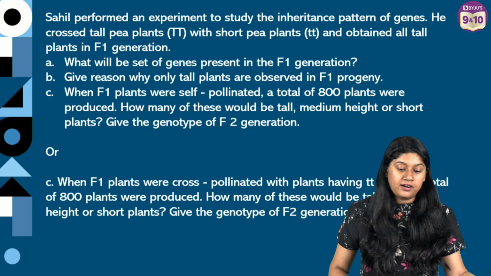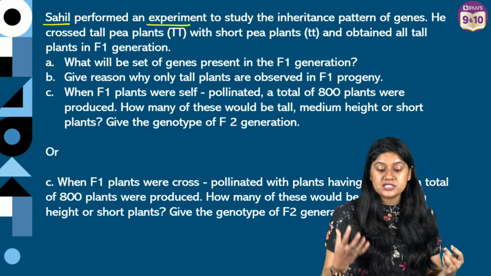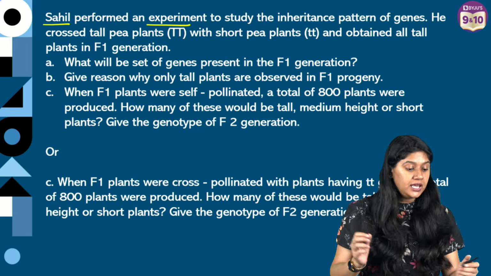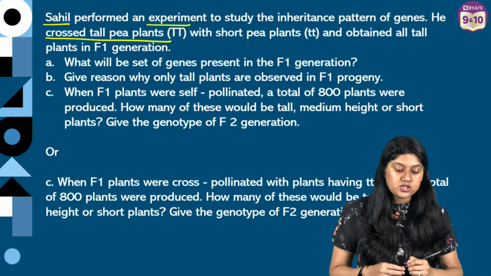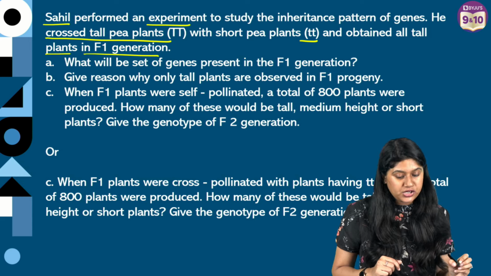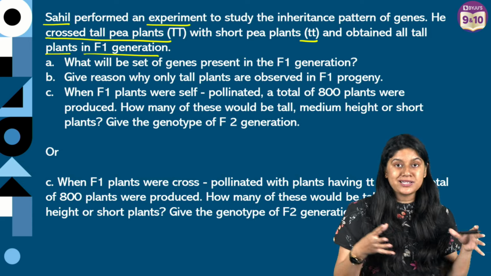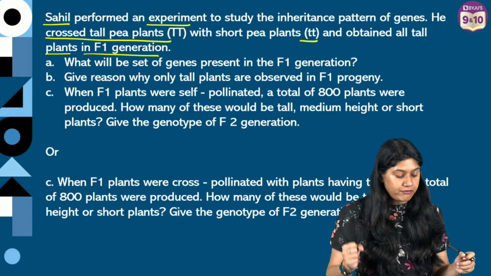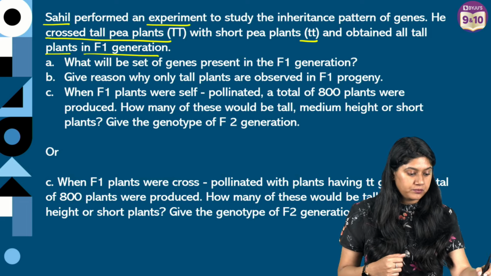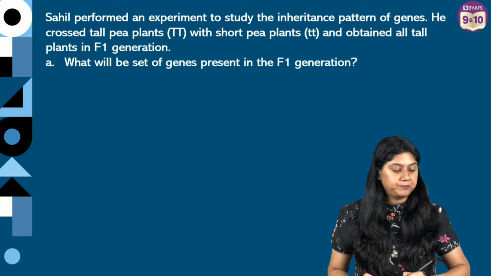We have it from genetics. Sahil performed an experiment to study the inheritance pattern of genes. He crossed a tall pea plant with a short pea plant and obtained all tall plants in the F1 generation. So we have a mono-hybrid cross over here. We have a tall plant and a dwarf plant. We have to find the answers, and we have A, B, C and the OR part over here. So let's quickly solve the question together.